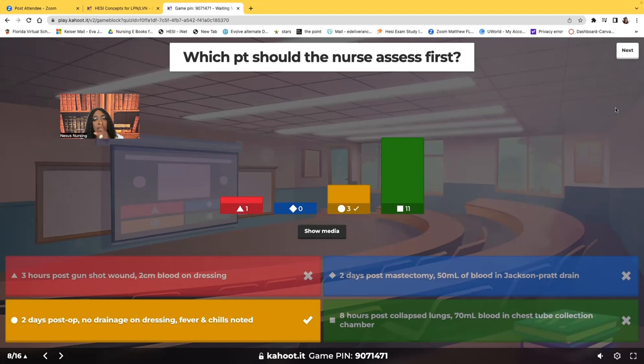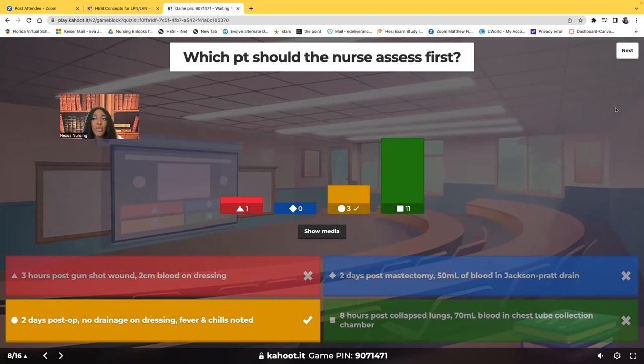And look, it's 2 days. There would have been a difference. Let me tell you something. If the test question said 2 hours post-op, it's only been 2 hours, we wouldn't be so concerned about infection because it takes a while for infection to develop. It's not going to happen in 2 hours. But this is 2 days post-op. So yes, we're going to be concerned about infection.